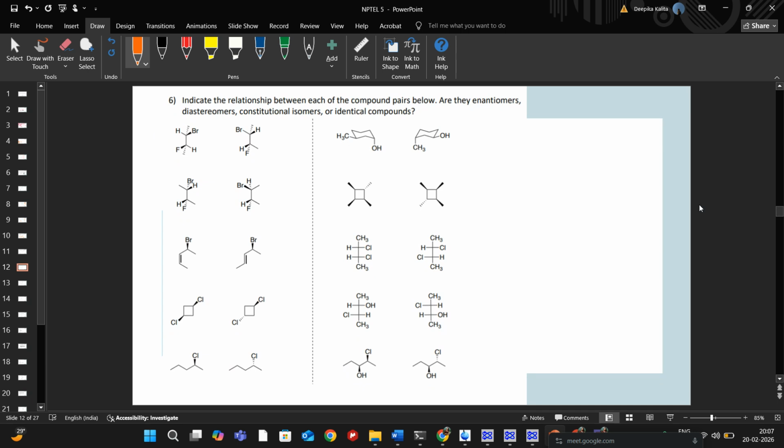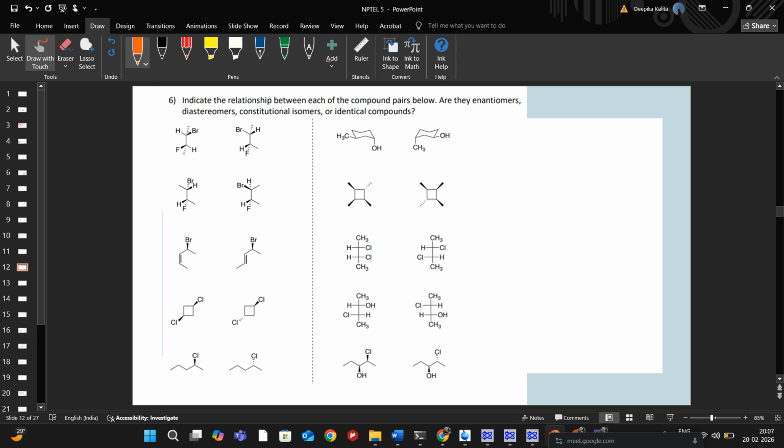Let us now move to the next question, where you have to indicate the relationship between each of the compound pairs below, and you have to state whether they are enantiomers, diastereomers, constitutional isomers, or identical compounds. So let us solve these questions one by one.